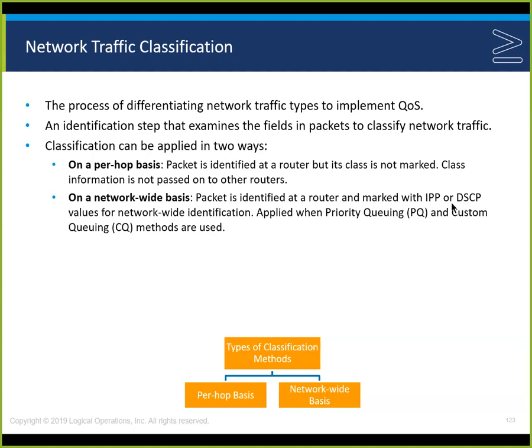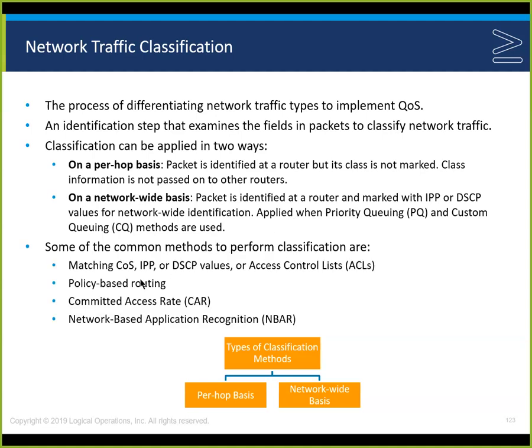DSCP, I remember, is a Differentiated Services Control Point. IPP is the old marking to do these things. Apply to priority queuing, custom queuing along with these things. So COS, class of service, IPP, DSCP, or access control lists can be used to match these things, and we'll do a little bit of each of those when we do the demo.